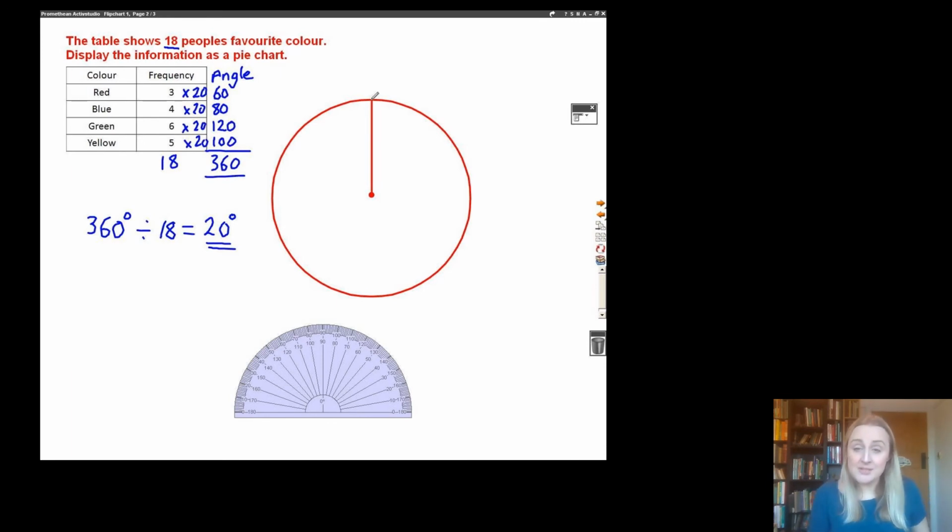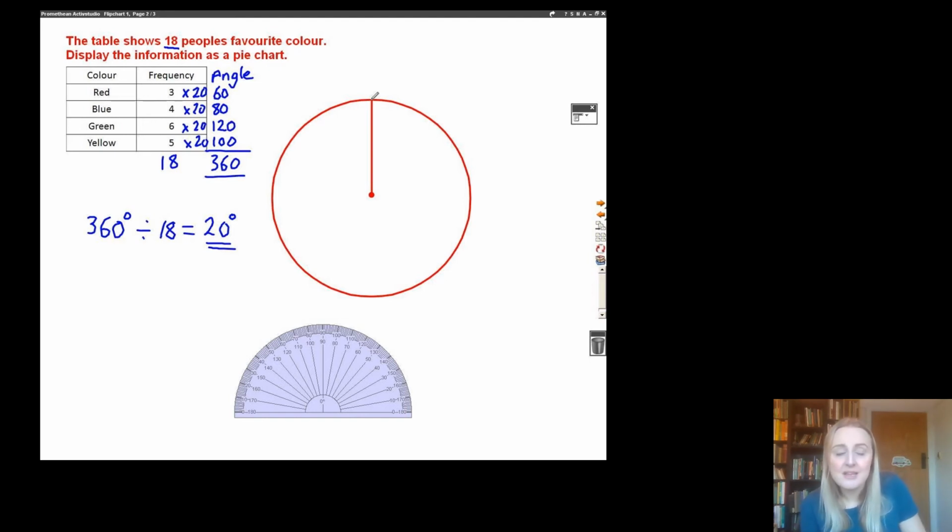But it's not the only way of doing it. And although the other methods are equivalent, they do look a bit different. If we look at this one, we've got 18 people's favourite colour, and we do 360 divided by 18. Now think about what that's showing us. For each person, how many degrees do we represent on the pie chart? We find it's 20 degrees. So every one person is represented by 20 degrees. If I have 3 people, I need 60 degrees because one person is 20 degrees. If I have 4 people, I need 80 degrees. It's equivalent, but it is a different way of teaching it.